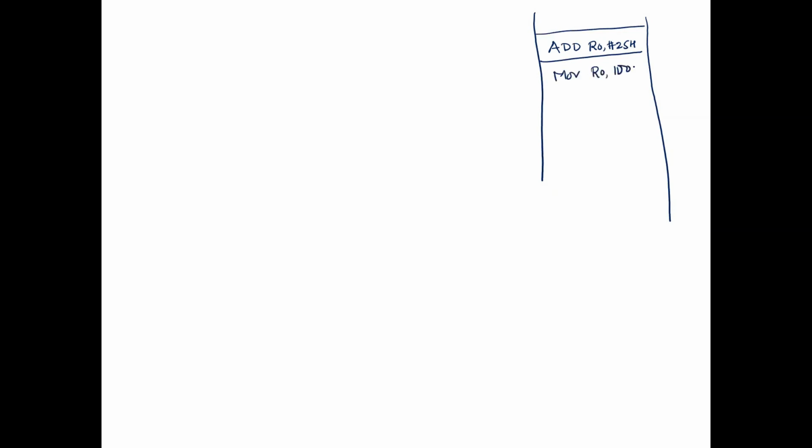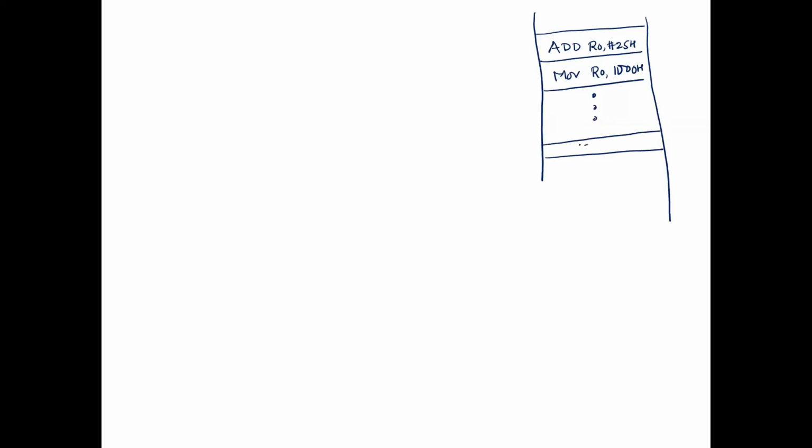We will take one real-time example. So this is a memory. I will write here add R0, hash 25h. So this is one of the instructions. Then I will write move R0, 1000h, and so on. This will be the end of the program.